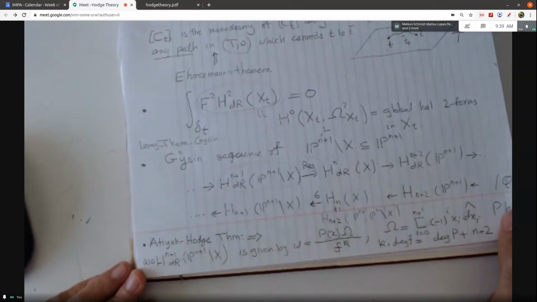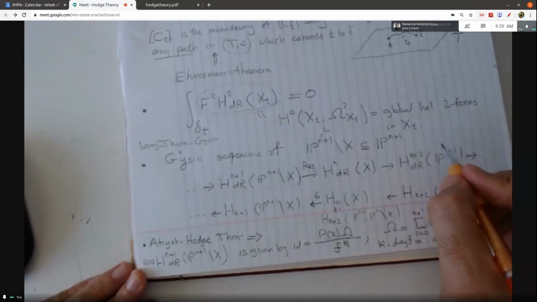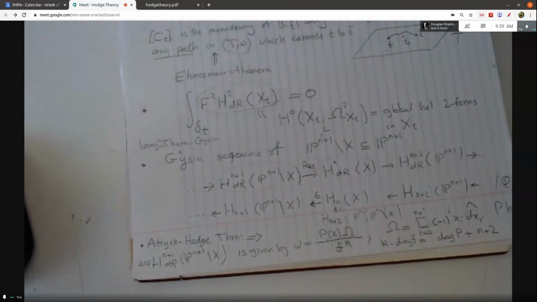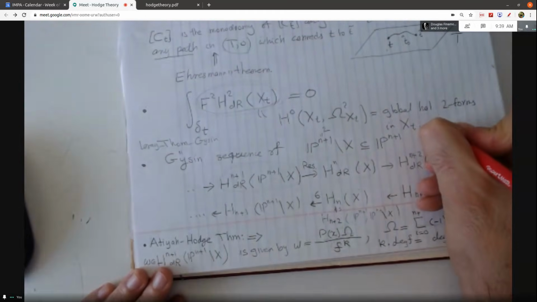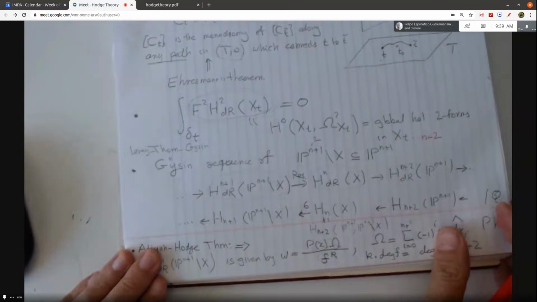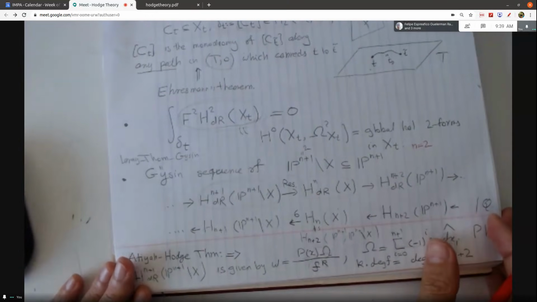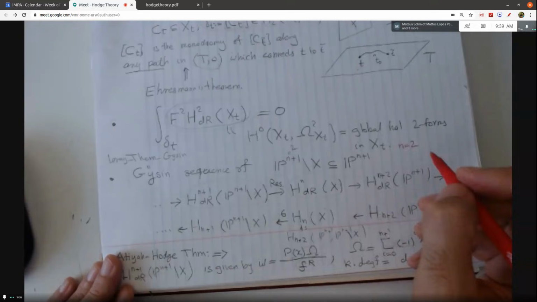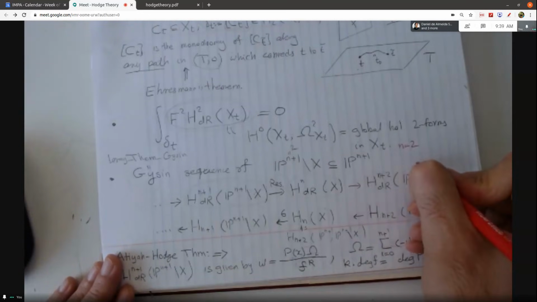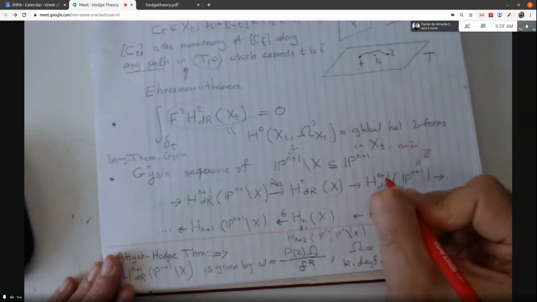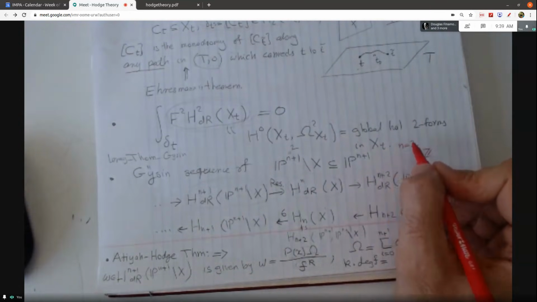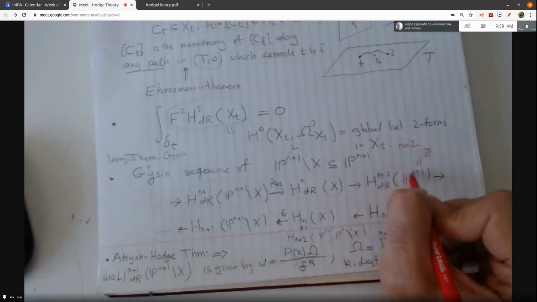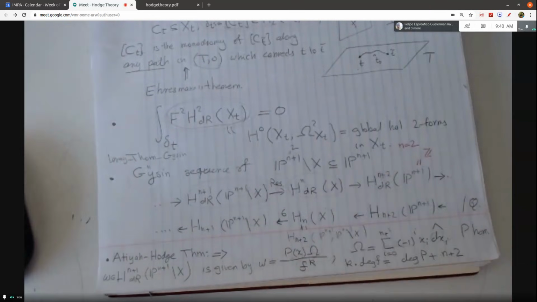Maybe before going to the next page, let's remember this one. For this one, let's just consider our context n equal to 2. So this is actually isomorphic to Z. This is the H. Well, for n even, this will be Z, and for n odd, this is 0. But in our case, this will be Z.